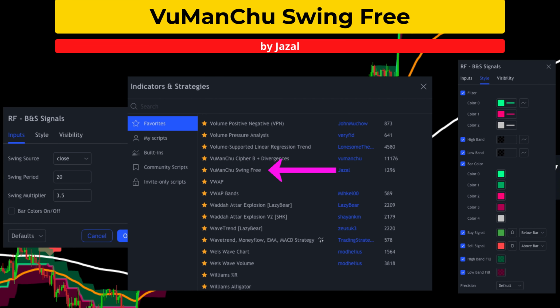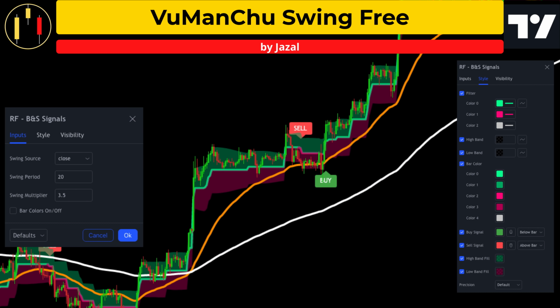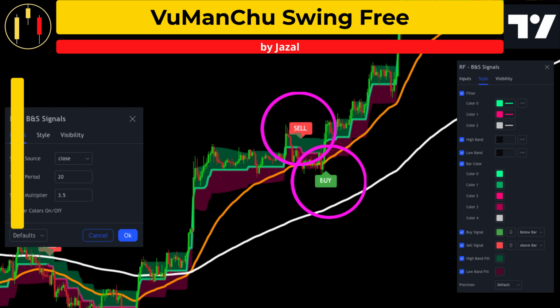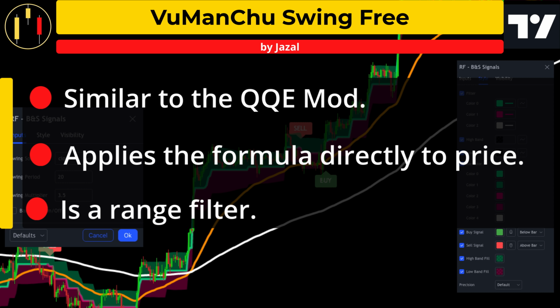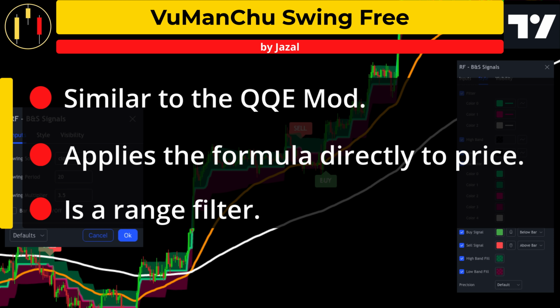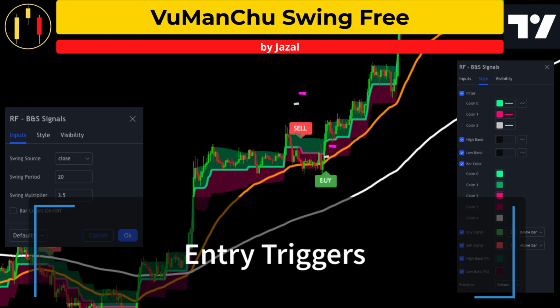The third study is the VuManChu swing free indicator. The swing period will be configured at 20 and the swing multiplier is set to 3.5. This indicator is similar to the QQE's volatility filter and applies the formulas directly to the price rather than to the smoothed RSI. In the VuMan cross, this indicator will provide our entry triggers.